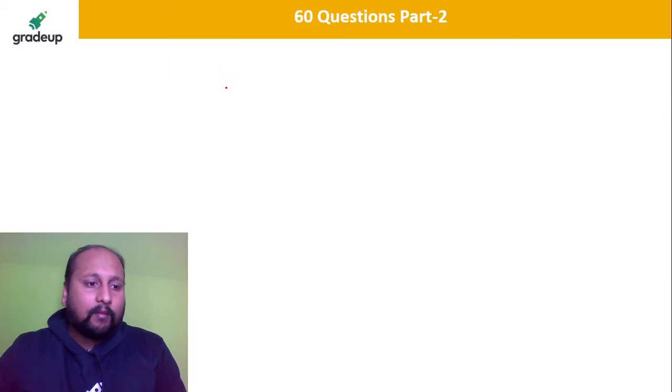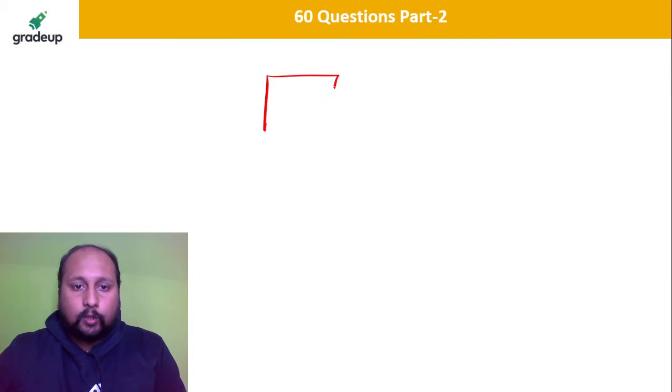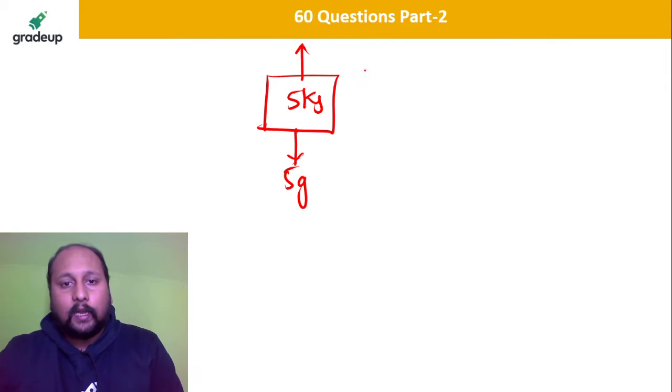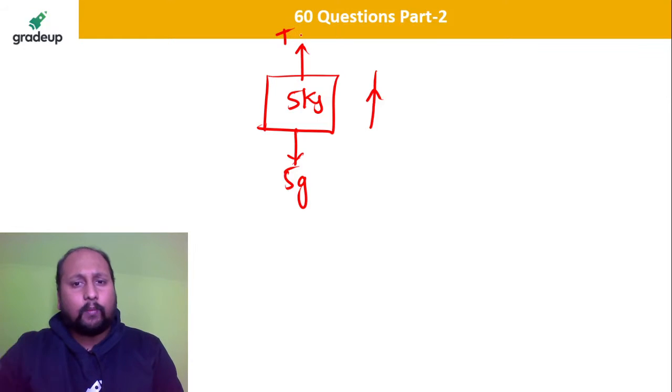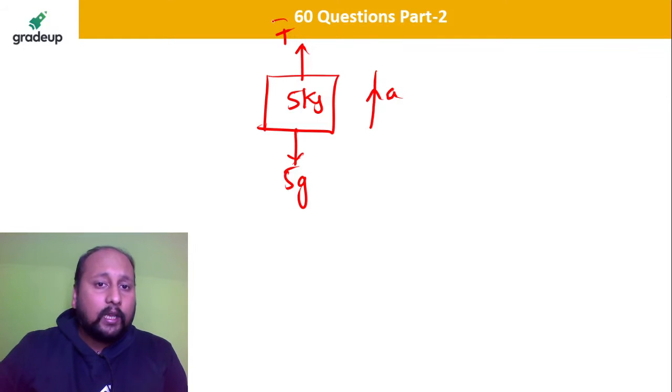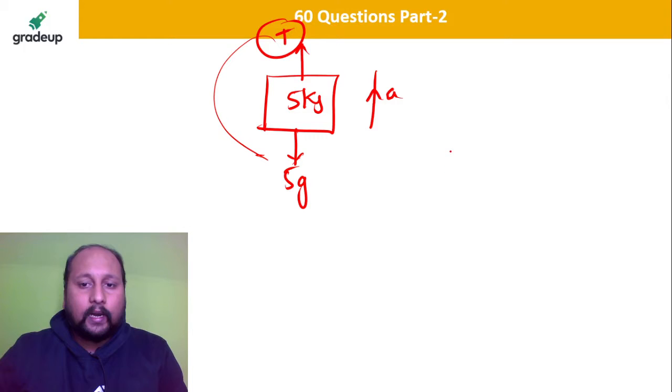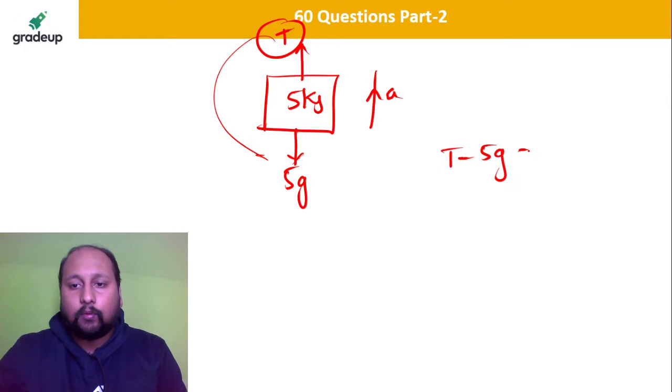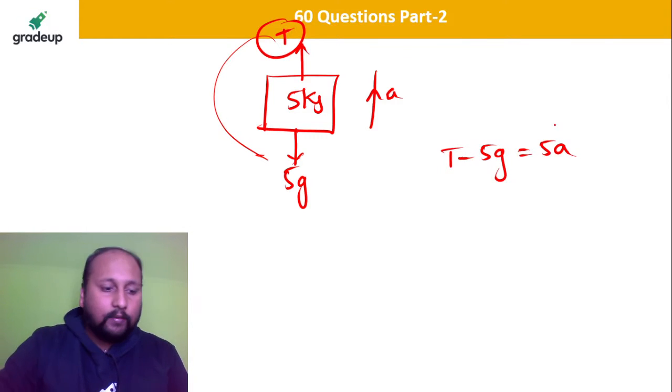Let us suppose we are having one more case. Let us suppose this is a mass of 5 kg with weight 5g, and this body is moving in the upward direction and we are having a tension T. This is a normal case. So tension is dominant over 5g. You will be writing T minus 5g is equal to 5A. Same thing we have written over here.